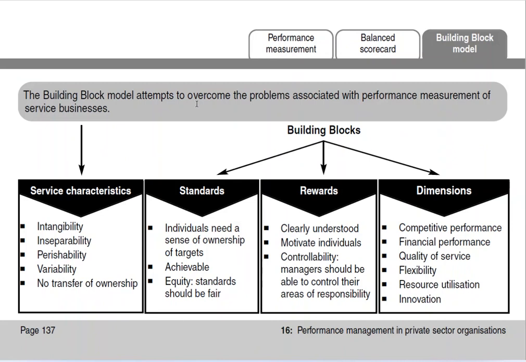And remember, service organizations are different from product organizations because of their qualities. You can remember these qualities using the mnemonic SHIP, which is S for simultaneous, H for heterogeneous, I for intangible, and P for perishable. And then there is another one, no transfer of ownership. Intangible means service doesn't have anything physical.